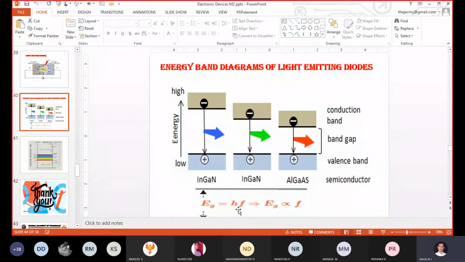h is the Planck's constant, and mu or f is the frequency of the signal. So now easily you can ask, after the recombination process, how much energy will be released, even in this material or this material?